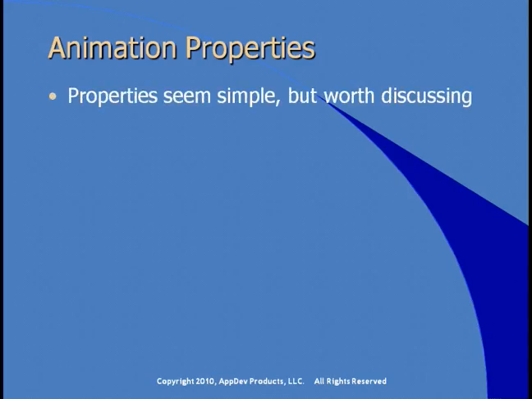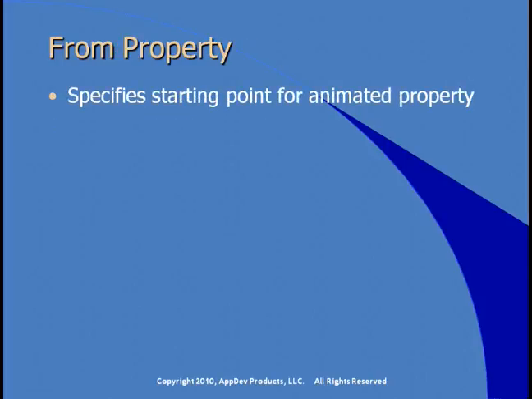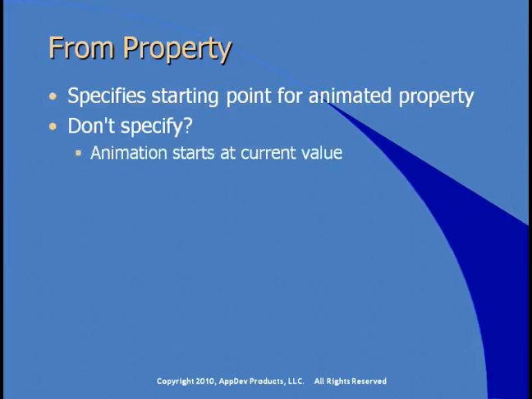Animation properties seem simple, but they're worth discussing. And there are interesting ramifications of some of these properties. For example, the from property in an animation specifies the starting point for the animated property. But what if you don't specify it? I mean, you're moving, say, a button from one location to another. You don't really want to specify the from location because the from location is where it is right now. If you don't specify it, the animation starts at the current value, as it should.